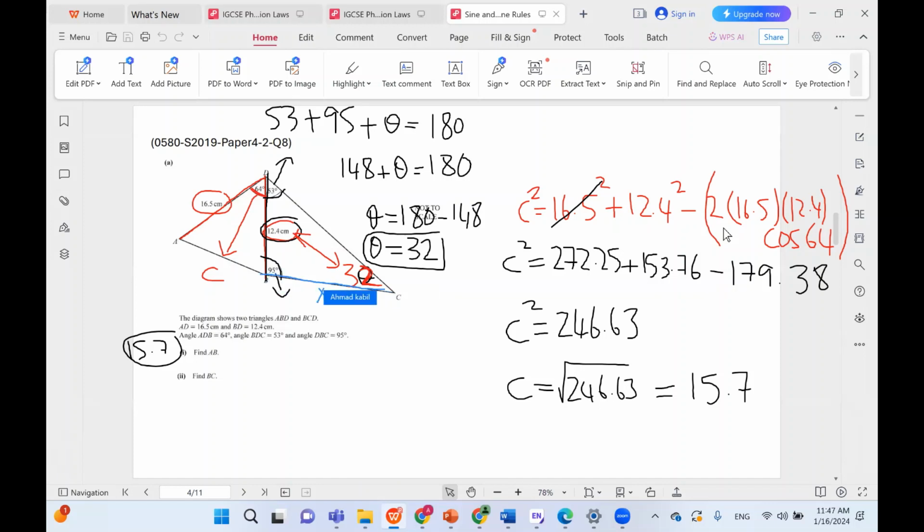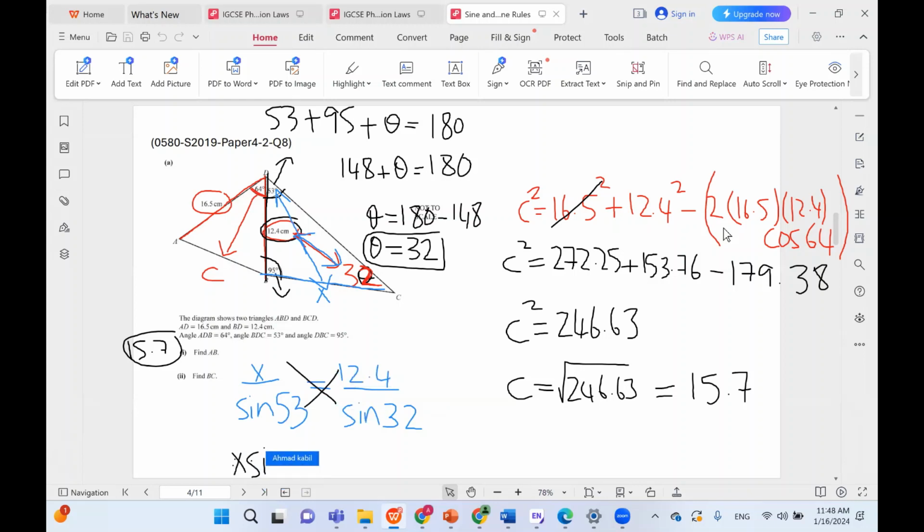So this is X. And the rule says that the side over the sine of the angle is the same for all pairs. So for example, X over sine, the opposite angle to X, is 53. These are opposite to each other. This has to be the same as this pair as well, because they are opposite to each other as well. So I'm just going to write 12.4 over sine 32. And the target is to find X by cross multiplying.